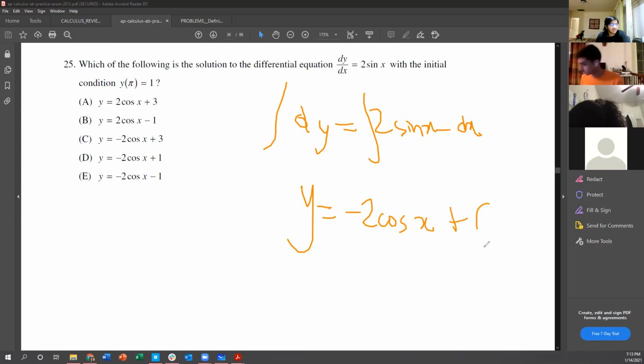Is that correct? I think so. And then if you plug in pi, you should get 1. So if I plug in pi here, cos of pi is negative 1. Cos of pi is negative 1. Negative 1 times negative 2 is positive 2, plus c. That means 2 plus c has to equal 1, because that's the y value.